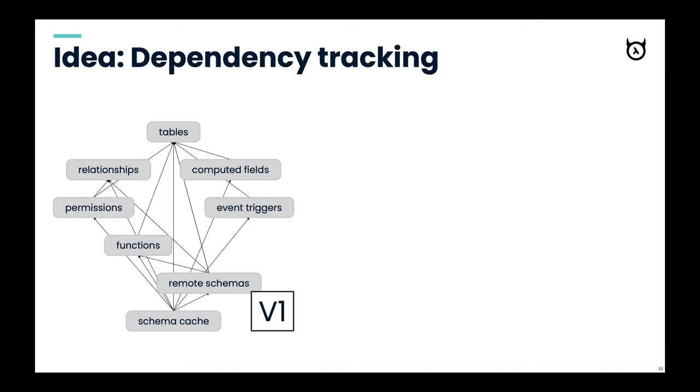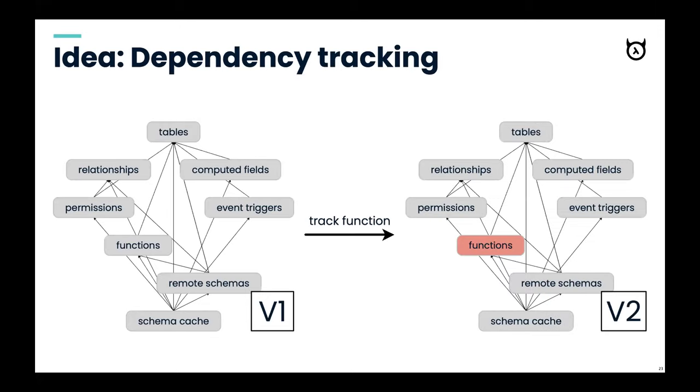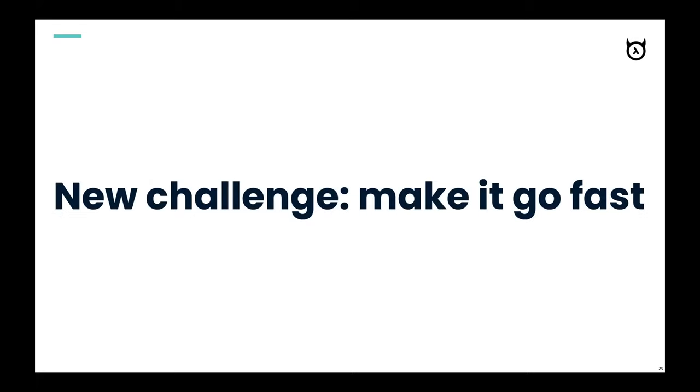So for example, if we load all the information into some version one of the schema cache, and then somebody tracks a new function, then we shouldn't have to do any work to rebuild all the entities that don't actually depend on functions. We should only have to do a minimal amount of work to modify the in-memory cache just to add that one function. Okay, this is a great idea, but it turns out that actually making this efficient in practice is a little bit tricky.